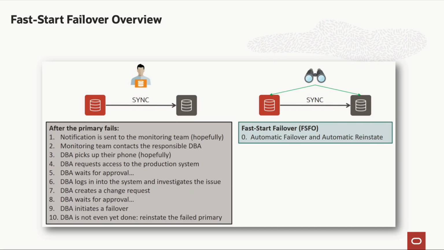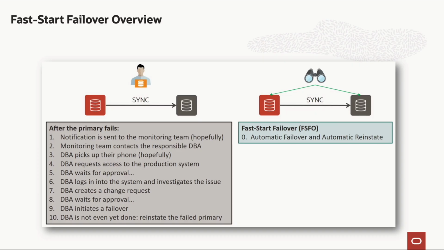When a primary database fails, a notification goes to the monitoring team. Hopefully, they contact the DBA, who picks up the phone, and hopefully the DBA requests access, waits for approval, logs in, investigates, raises a change request, waits again, and finally performs the failover. All of this counts towards your recovery time objective, or your RTO, and the DBA still needs to reinstate the failed primary.